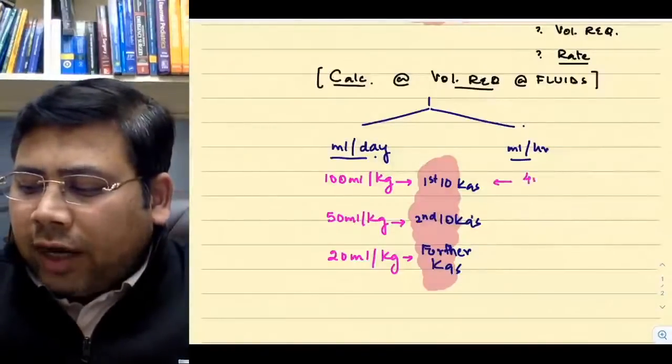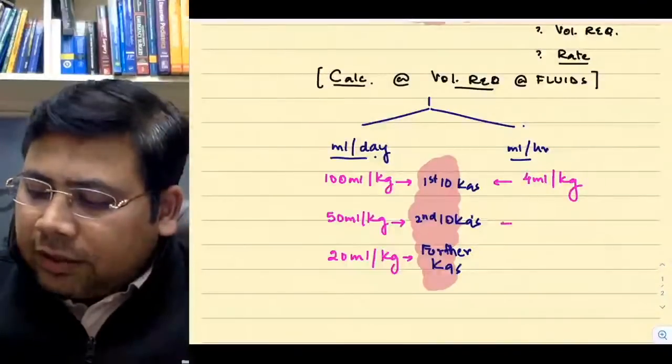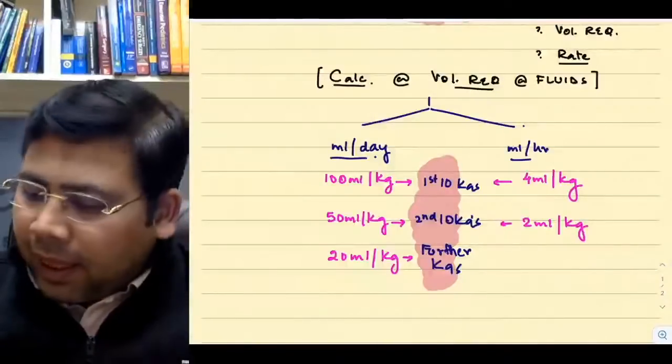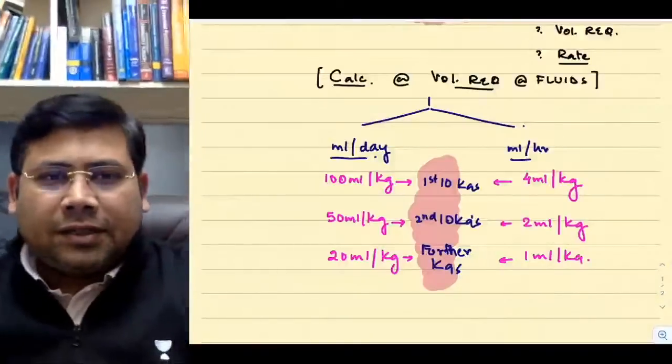Next, if you want to calculate the fluids in ml per hour, the formula is 4 ml per kg for first 10 kgs, 2 ml per kg for next 10 kgs, and 1 ml per kg for further kgs.